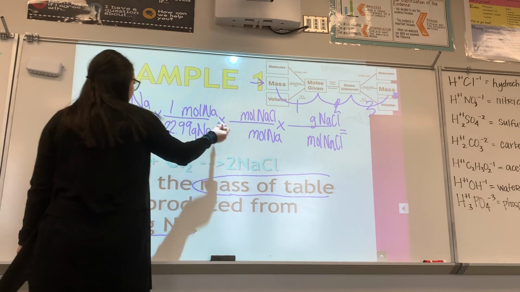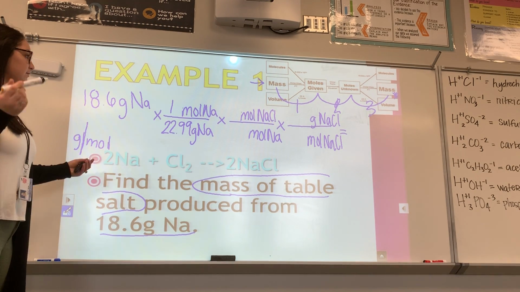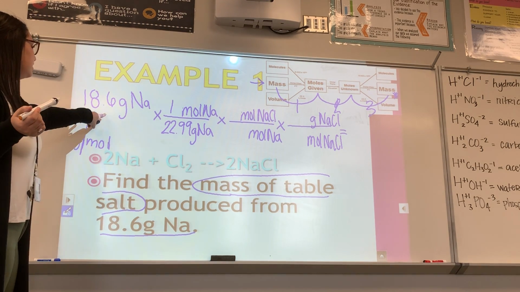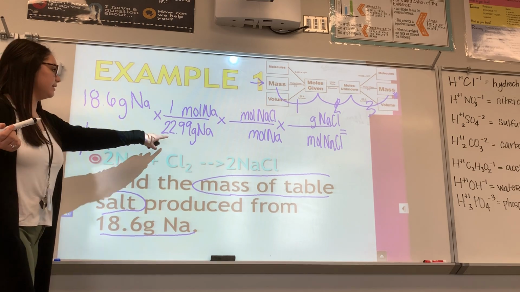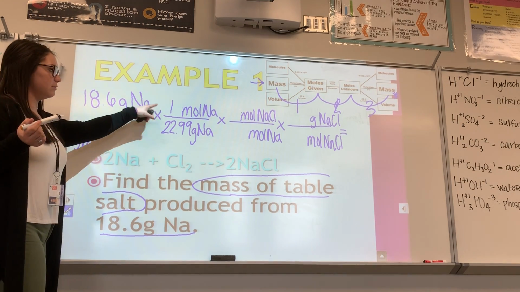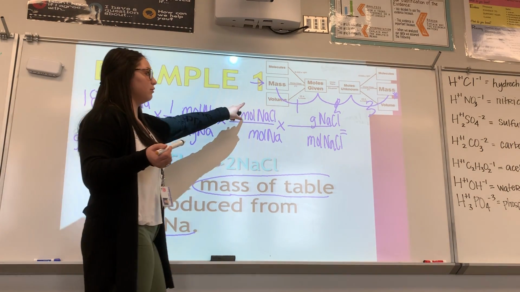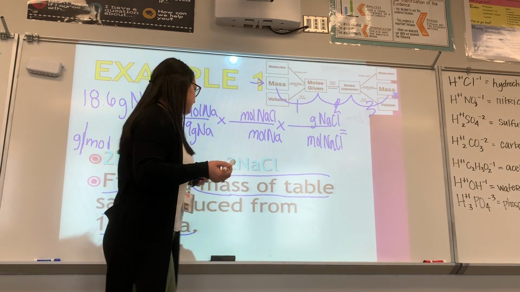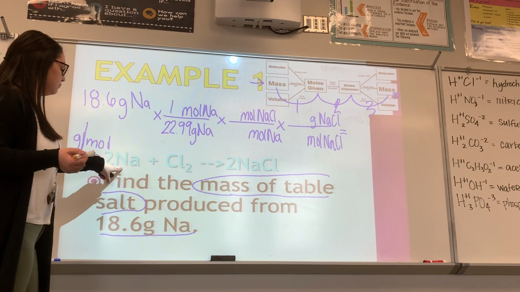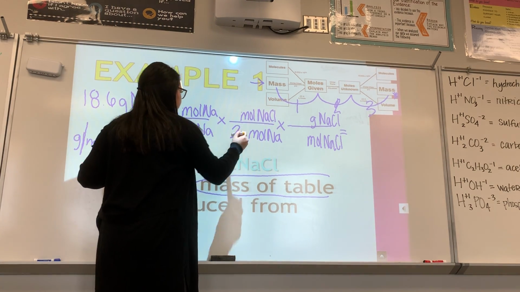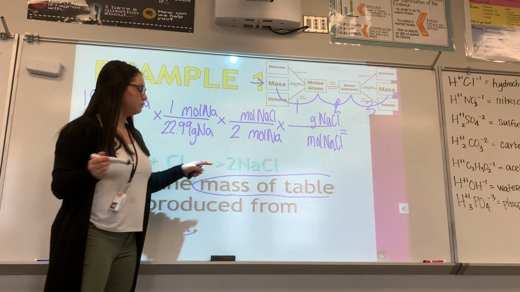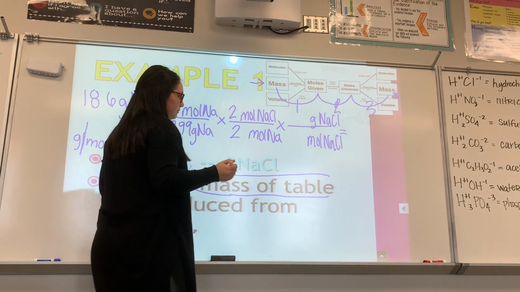So now that I know that my units are going to cancel out, I can fill in my numbers. I already did that for sodium. I have 18.6 grams, 22.99 grams, and 1 mole of sodium. Looking at my balanced chemical equation for my molar ratio, which is what it tells us to do in this next step, I have 2 moles of sodium, so I put a 2 here, for every 2 moles of sodium chloride.